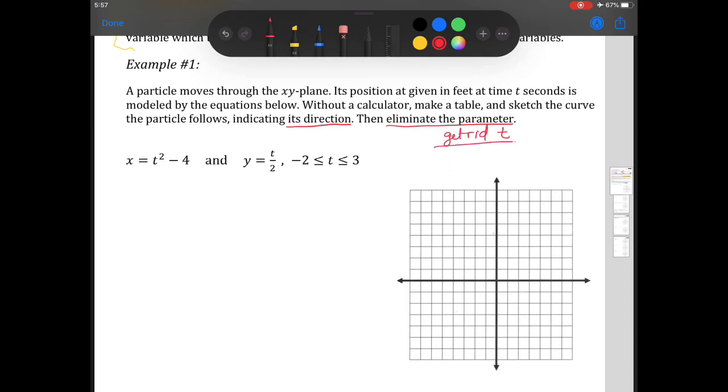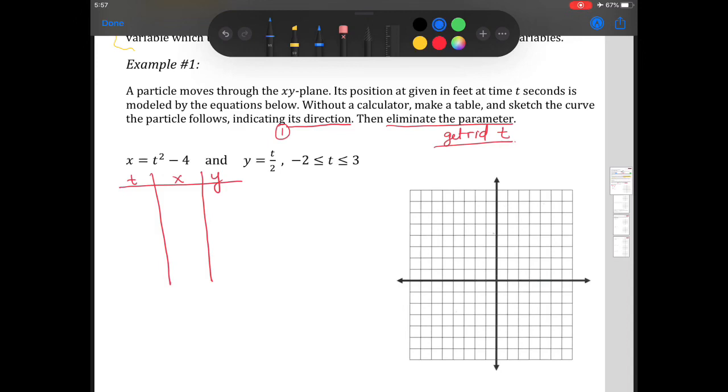So there are two things we are doing. First, we have to make a table and sketch it. How do we do that? Since there are three variables involved, we're going to make a t chart, but we're going to have three columns to it. The first one is going to be t, and then x and y, because these are the three variables. Now, how do I get started, right?